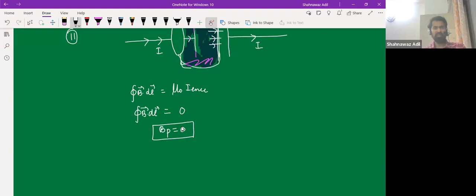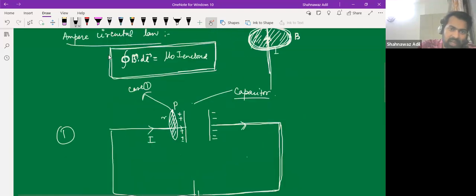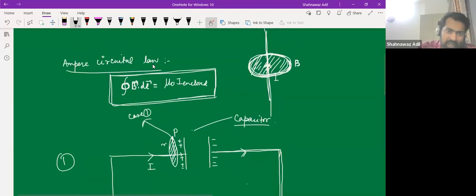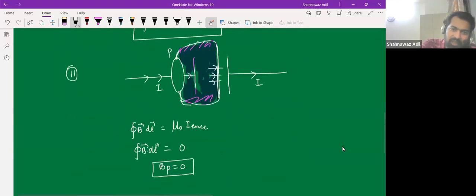So I am using the same Ampere circuital law, and this is giving me two different values, which means that there is some discrepancy in the Ampere circuital law. It is showing me that there is some discrepancy in the laws, but this should not happen. The law should be correct, right?